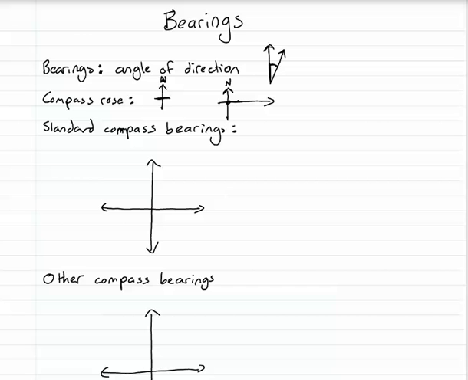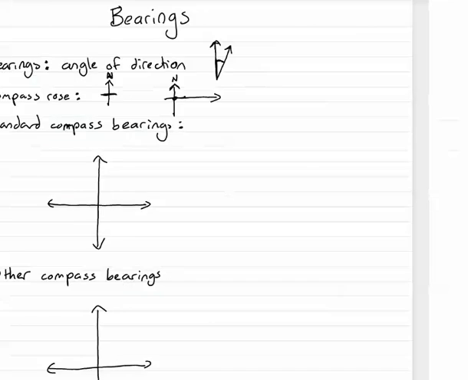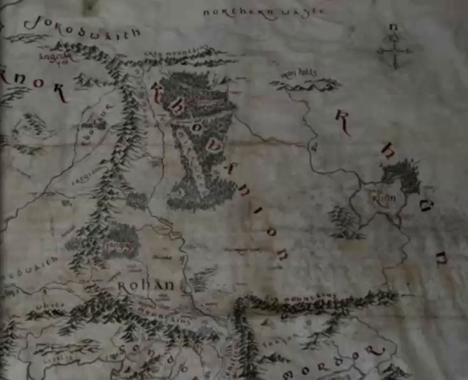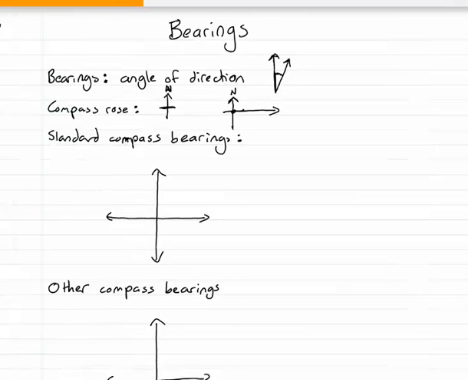And since I happen to have a map on the background of my computer, very quickly, there is a very simple compass rose on a map showing north and 4 points. I just felt like showing you that.